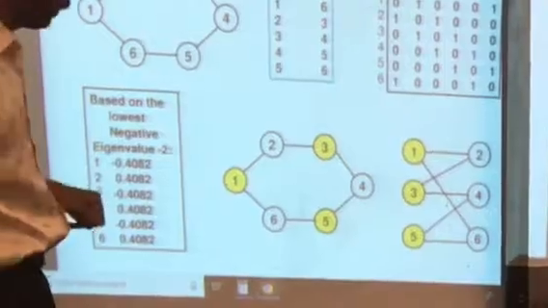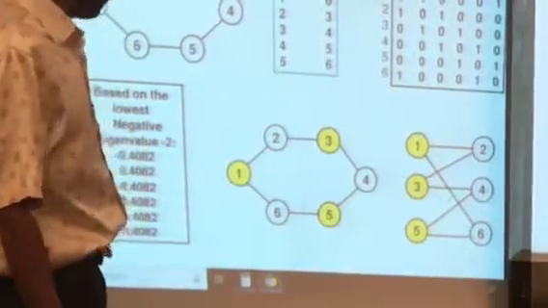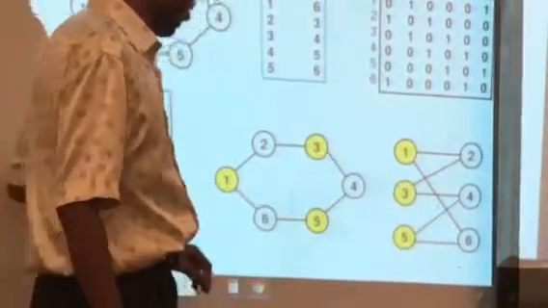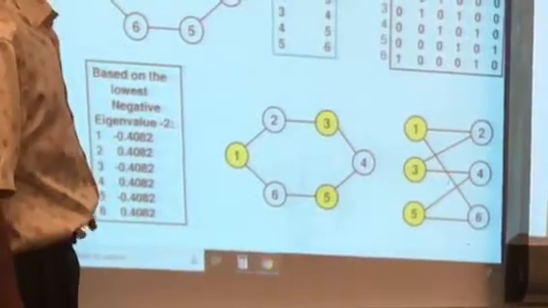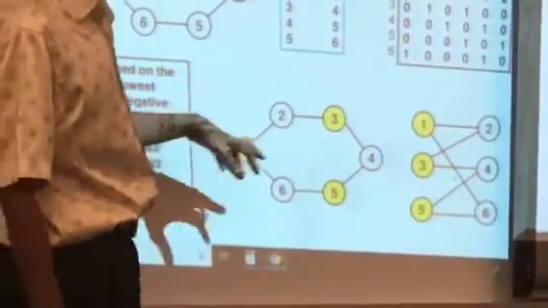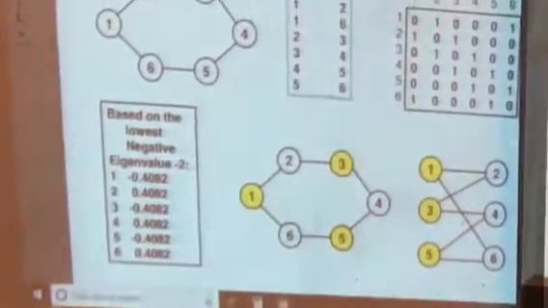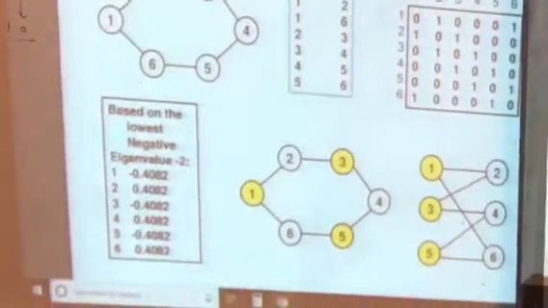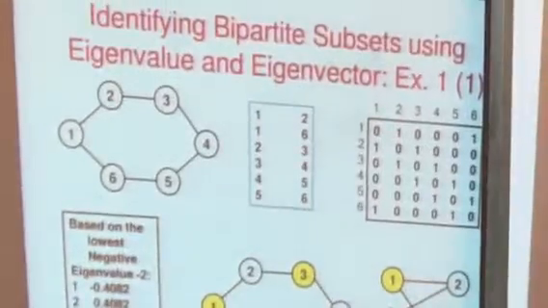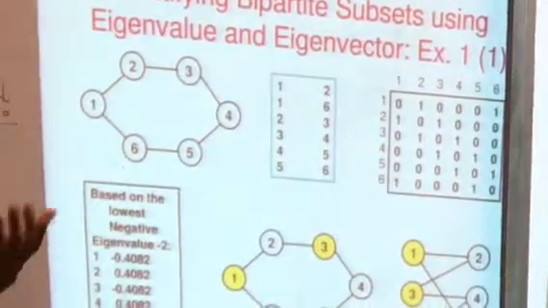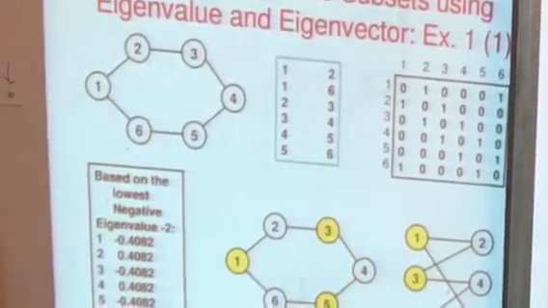We see another example. So here 1, 3, 5 are in the same partition. Then 2, 4, 6 have positive entries, so they are in a different partition. So those are the two partitions. Is that clear? So just look at the eigenvector corresponding to the smallest eigenvalue, not the largest, the smallest eigenvalue.